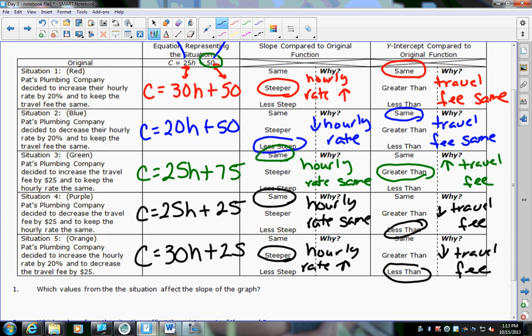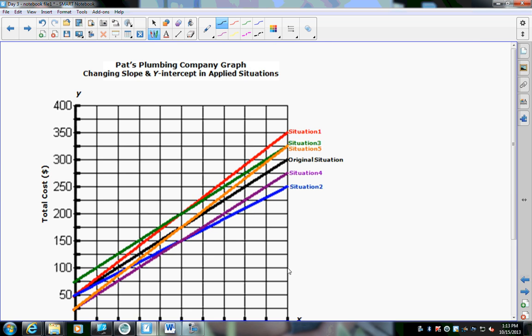Then you should have that line graphed with the other ones. Some people got confused, but it should look something like this, and make sure you have your lines labeled so that I can find out which ones they are. Okay, so you should have all of them labeled there.